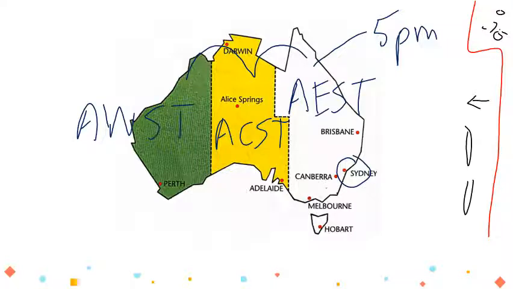In Perth in Western Australia, it's going to be 5 minus 2. It's going to be 3 p.m. It's 2 hours behind the Eastern Standard Time.